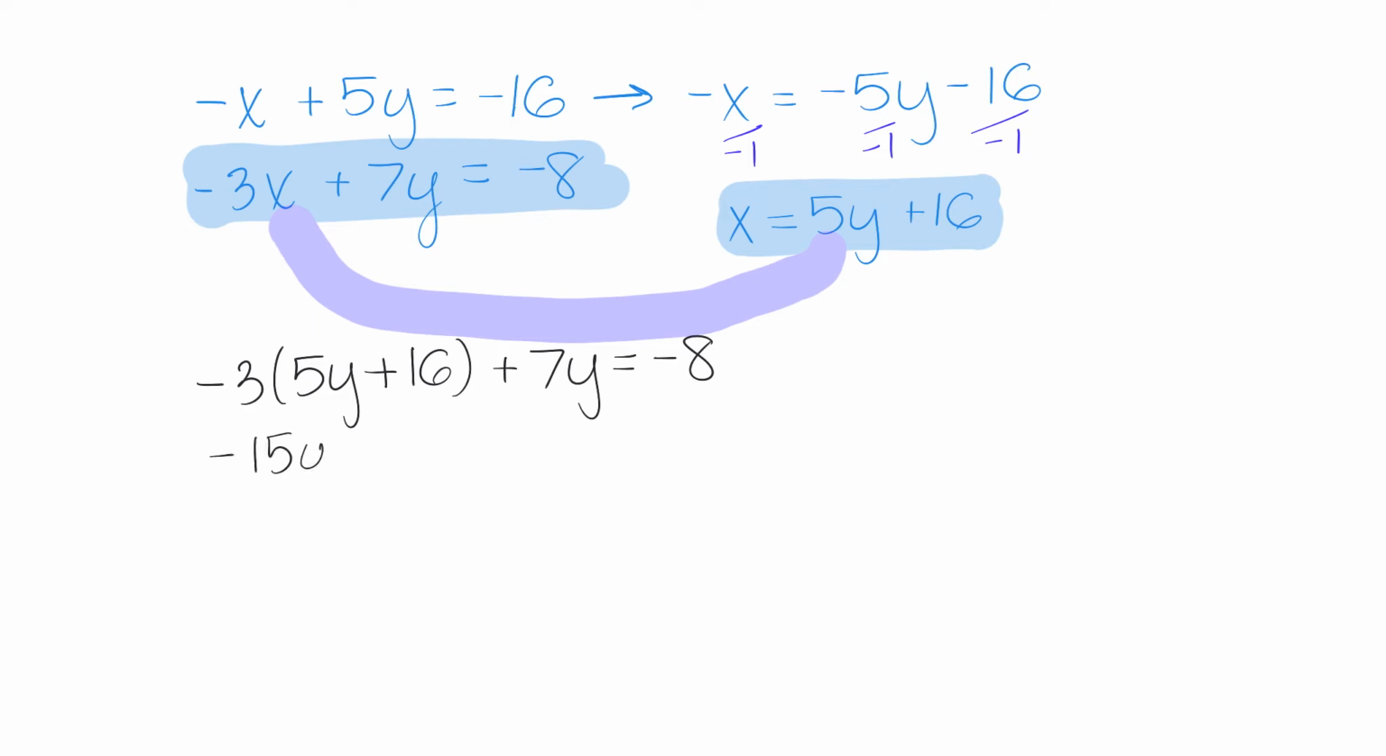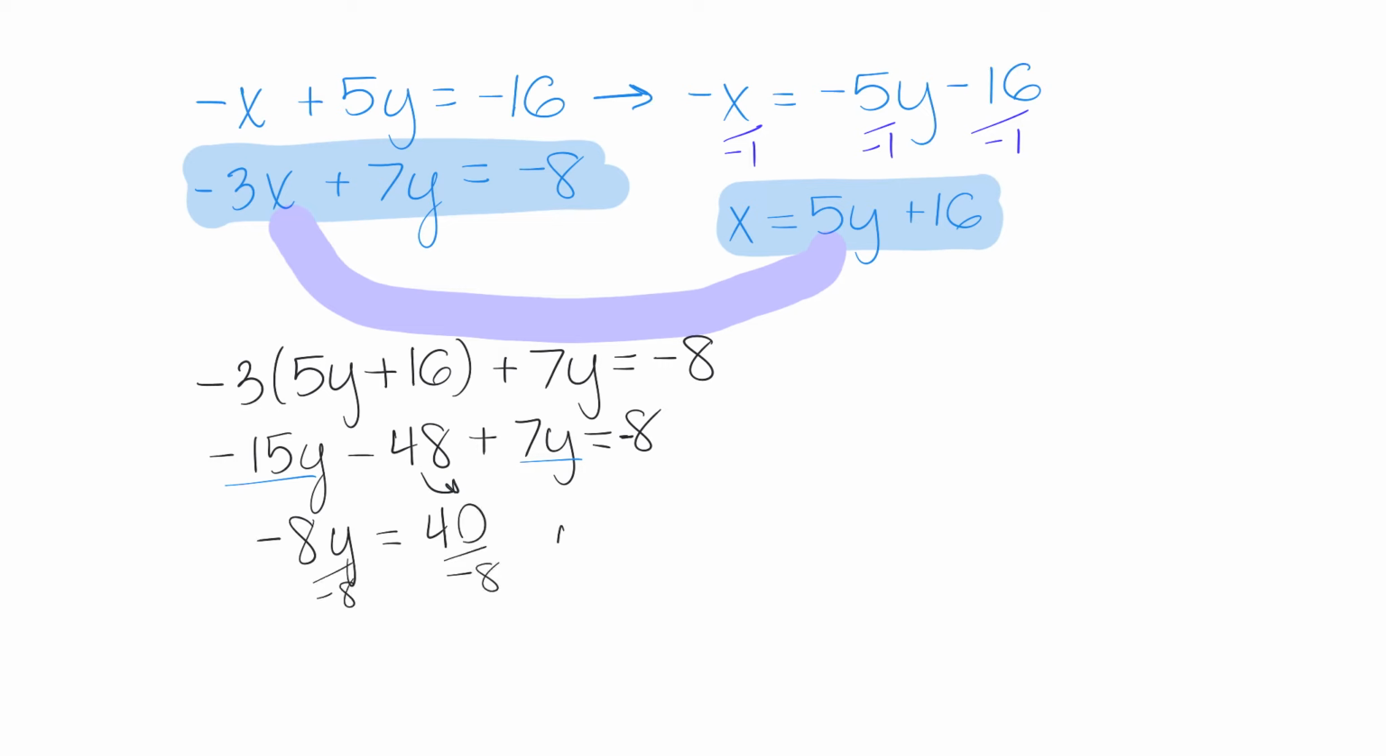So I'm going to work this out. Negative 15y minus, what's 3 times 16? 48. Minus 48 plus 7y equals negative 8. I'm going to get my y's together. See my y's? Leave those together. Negative 15y plus 7y is negative 8y. I'm going to move my 48 over there. Negative 8 plus 48 is 40. Divide out my negative 8, and y equals negative 5.